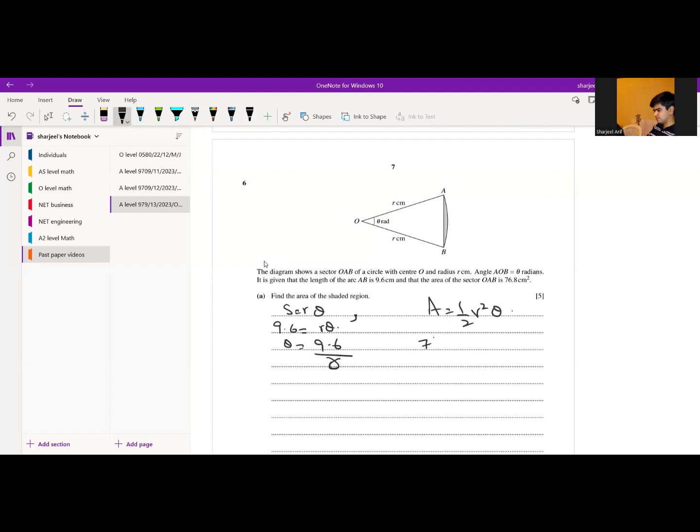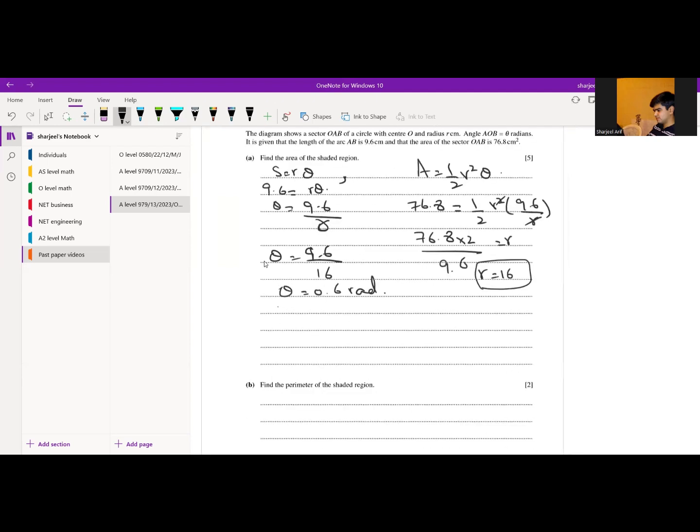In the second part, we have 76.8. We will substitute the value of theta here. This will be r squared into 9.6 over r. We will cancel these two to get 76.8 into 2 over 9.6. This is the value of r. So r will be equal to 16. If r is 16, then theta will be 9.6 over 16, and that would be 0.6 radians. So these are the values of r and theta.